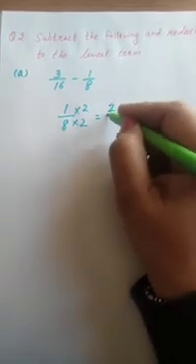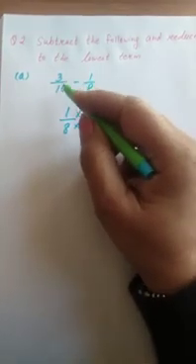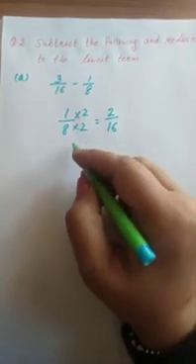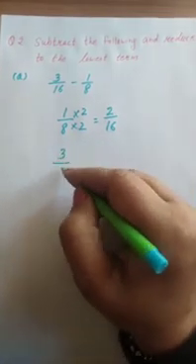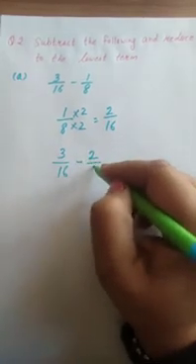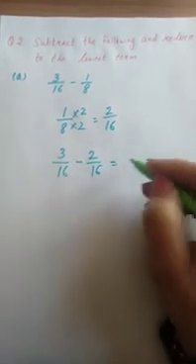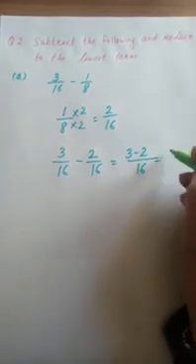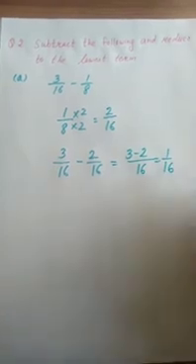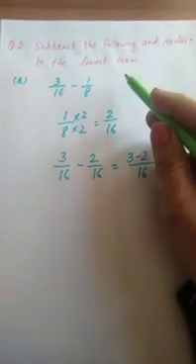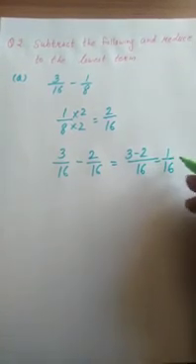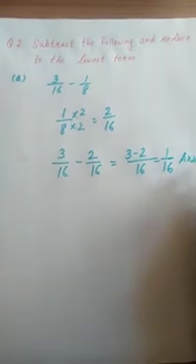2 1s are 2. 8 2s are 16. And the first fraction we already have, 3 by 16. Now both fractions have the same denominator. So 3 by 16 minus 2 by 16. Here we will write the denominator in common. 3 minus 2, that will be 1 by 16. Now it's written there to reduce to the lowest term. But 1 and 16 we can't reduce further, so that will be our answer.